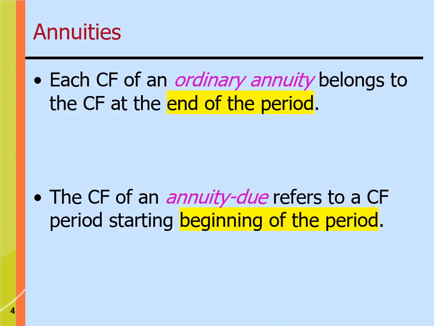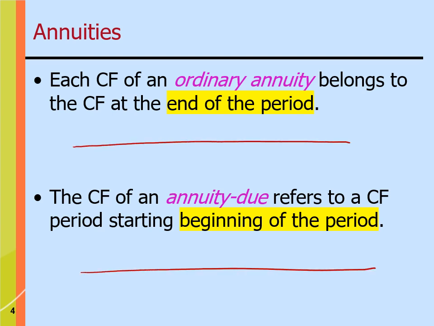And as for the annuity itself, there are also two types of annuity. The first one is ordinary annuity, where each cash flow of an ordinary annuity belongs to the cash flows at the end of the period, while the cash flow of an annuity due refers to the cash flow starting at the beginning of the period. Let me show the difference here. For the ordinary annuity, the cash flow appears at the end of the period.